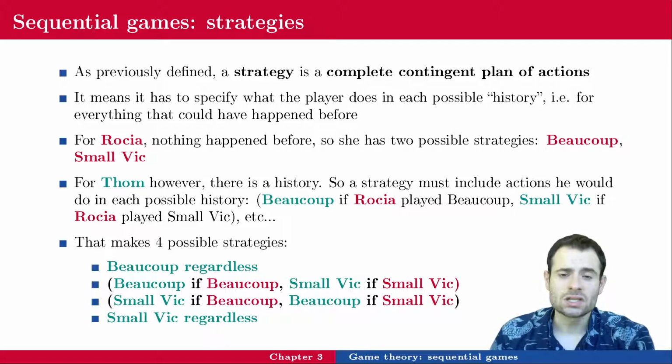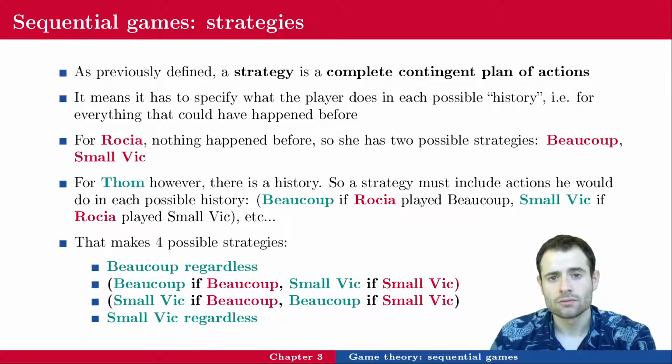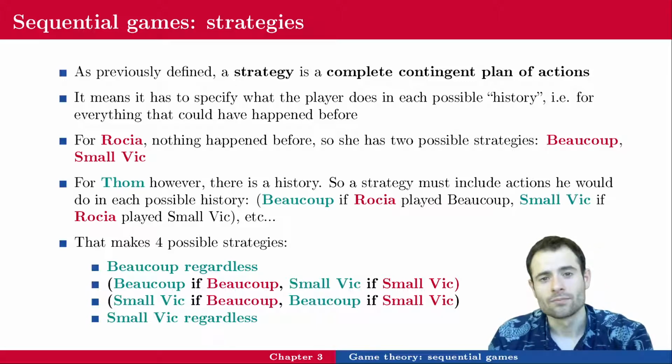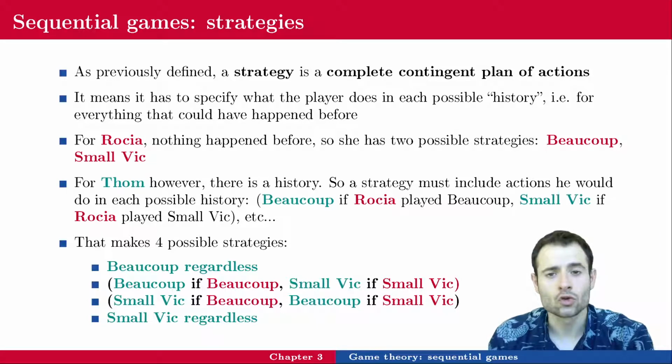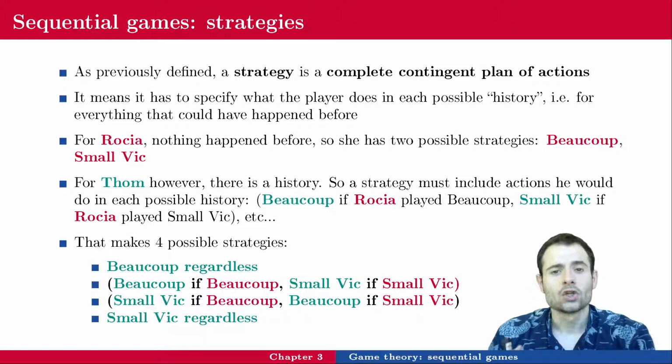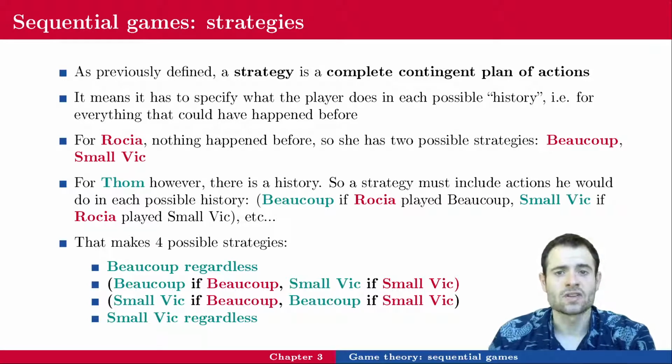Why four strategies? Because Rosia could take two different actions, and for each of these actions, Tom can take two actions as well. That makes 2 times 2, 4. If Tom could go to three places, but Rosia only went to two places, that would make 2 times 3 equals 6 different strategies.